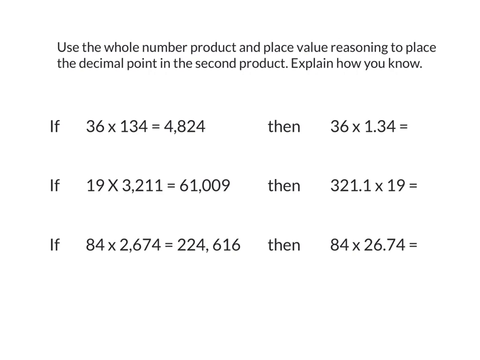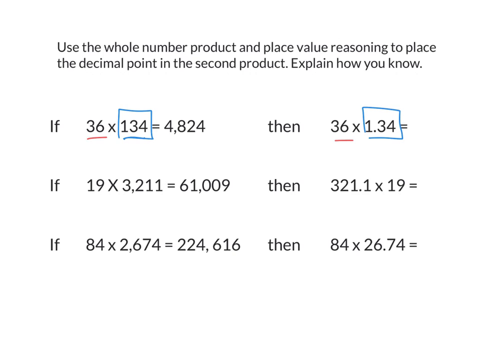If we know that 36 times 134 is 4,824, then 36 times 1.34 will equal what? Well, when you do this kind of problem, let's analyze it. Is the first factor the same? Yes. Okay. What about the second factor? How does 1.34 compare to 134? How does it compare? Akil? It's the same except 1.34 has a decimal in between. Okay, but what's the value difference? Which number is bigger, 134 or 1.34?